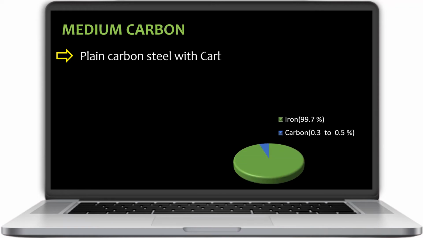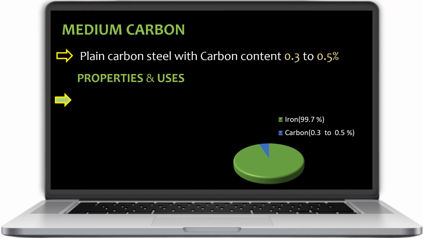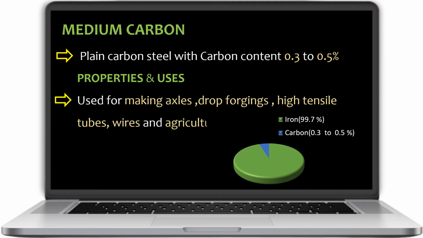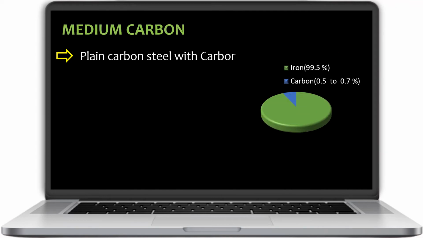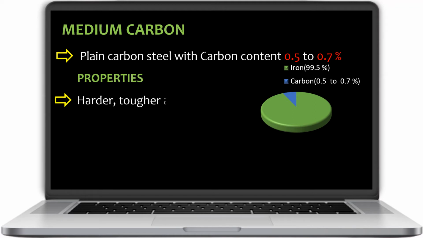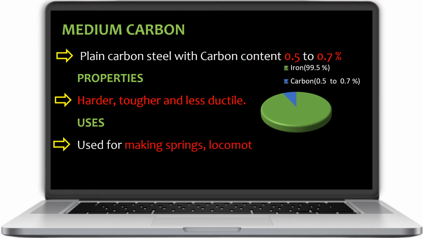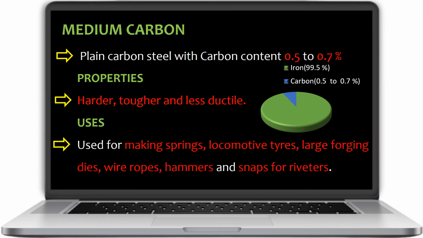Let's see about medium carbon steel. It is the plain carbon steel with carbon content 0.3 to 0.5%. Properties and uses is: it is used for making axles, drop forgings, high tensile tubes, wires and agricultural tools. Plain carbon steel with carbon content 0.5 to 0.7% is another type of medium carbon steel. Properties of this metal is: it is harder, tougher and less ductile. Uses. It is used for making springs, locomotive tires, large forging dies, wire ropes, hammers and snaps for riveters.